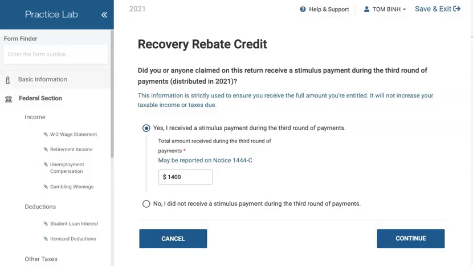The taxpayer said he got two EIPs during 2021, $600 in January, which is actually part of the 2020 tax return, so it isn't entered here, and $1,400, which is what he was entitled to. And when you put that in here, it means that you will not be claiming on the tax return any recovery rebate credit.